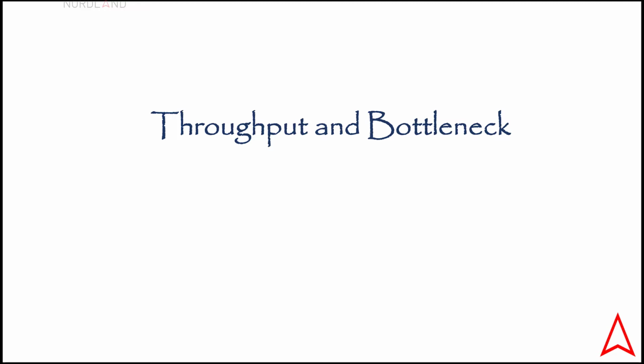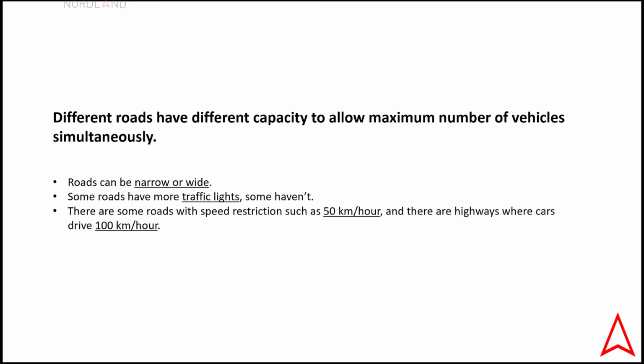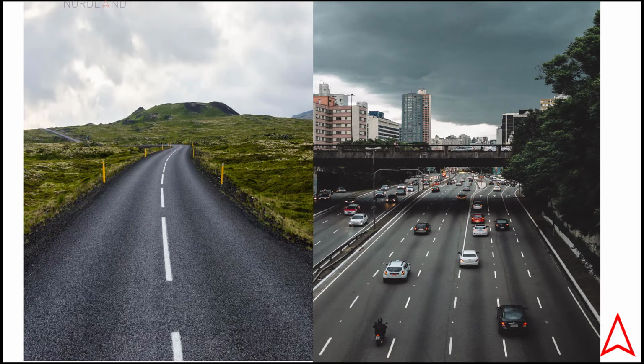Throughput. As in the traffic, in peak hours different roads have different capacity to allow a maximum number of vehicles simultaneously. Roads with two lanes will have a lower threshold than roads with six lanes. Some roads have more traffic lights, some haven't. There are some roads with speed restrictions, such as 50 km an hour, and there are highways where cars drive 100 km an hour.